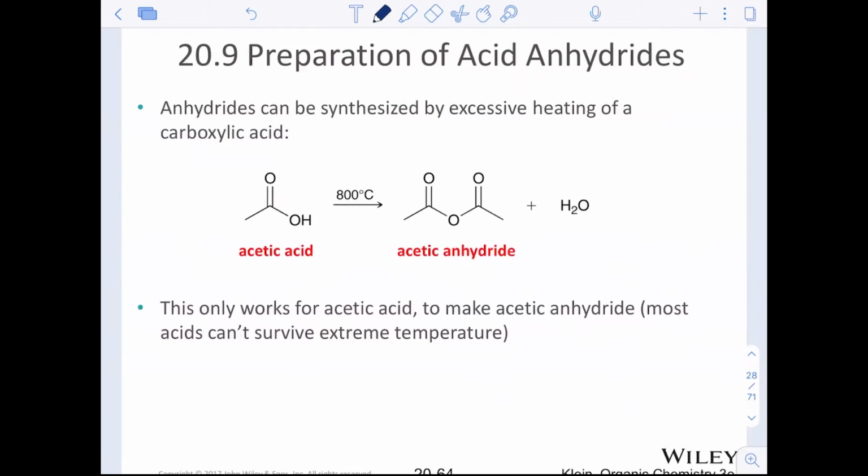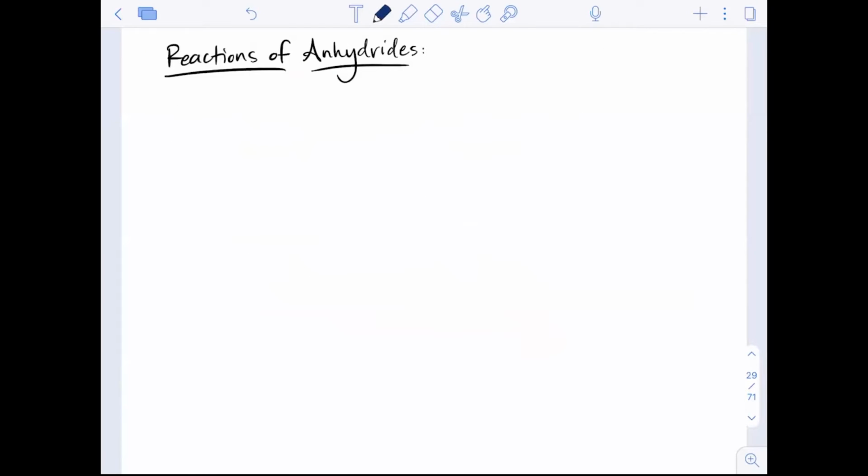All right, preparation of anhydrides. Now, anhydrides can be synthesized by excessive heat of the carboxylic acid. This only works for acetic acid though, so it's not something that you would most likely see on an exam. What we want to be able to think about is, for our reactions of anhydrides, what can we actually do?